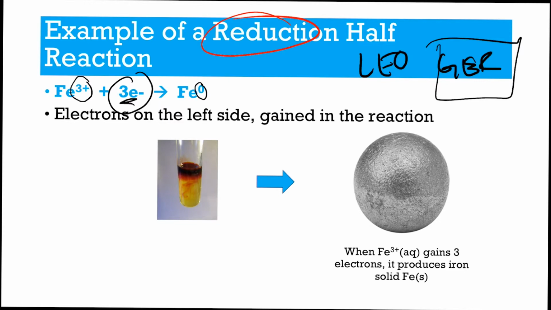You have to have conservation of charge. You can't just get rid of charge because you feel like it. In order to get from positive 3 to 0, you need those 3 electrons. Reduction half reactions will always have electrons on the left-hand side.